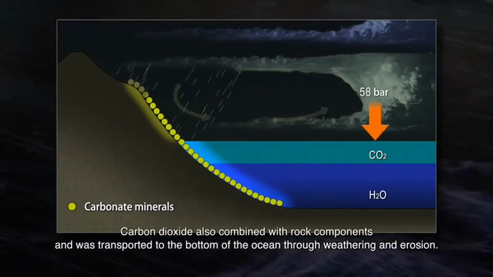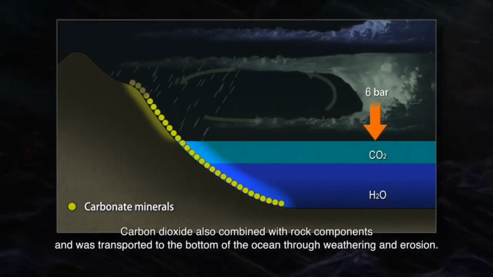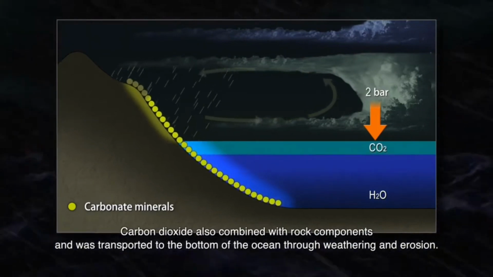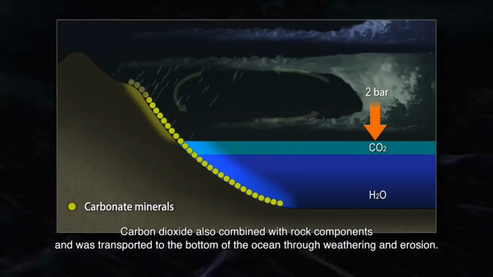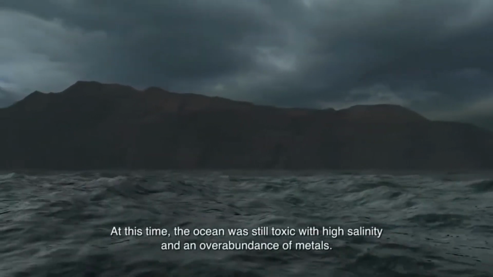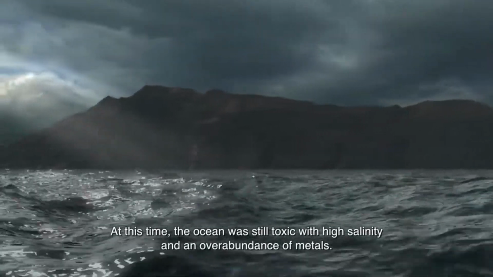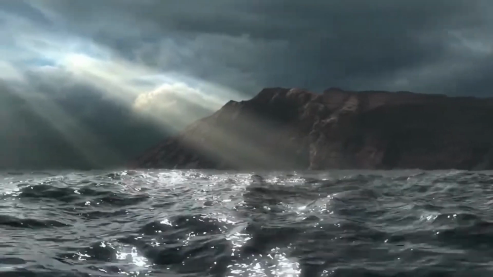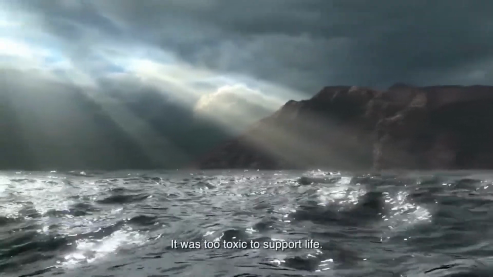Carbon dioxide also combined with rock components and was transported to the bottom of the ocean through weathering and erosion. At this time, the ocean was still toxic with a high salinity and an overabundance of metals. It was too toxic to support life.